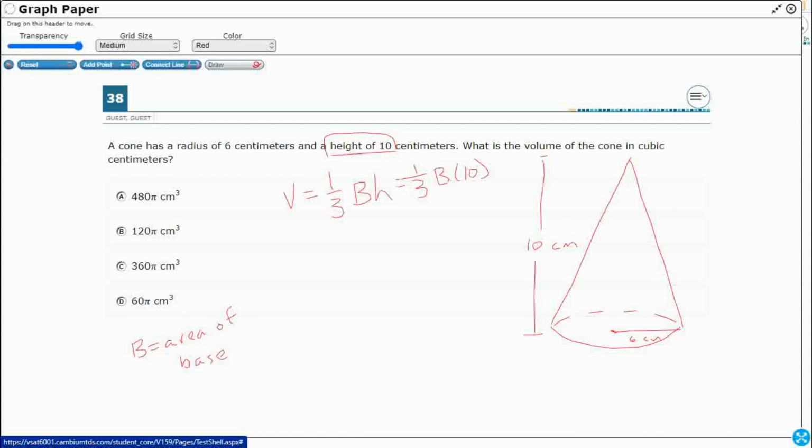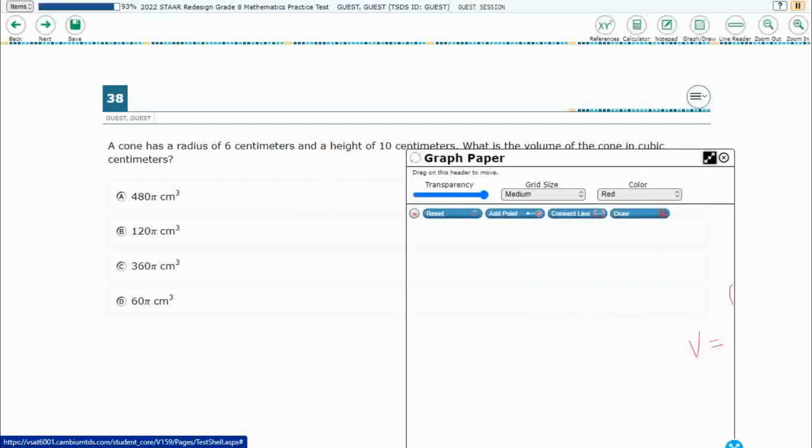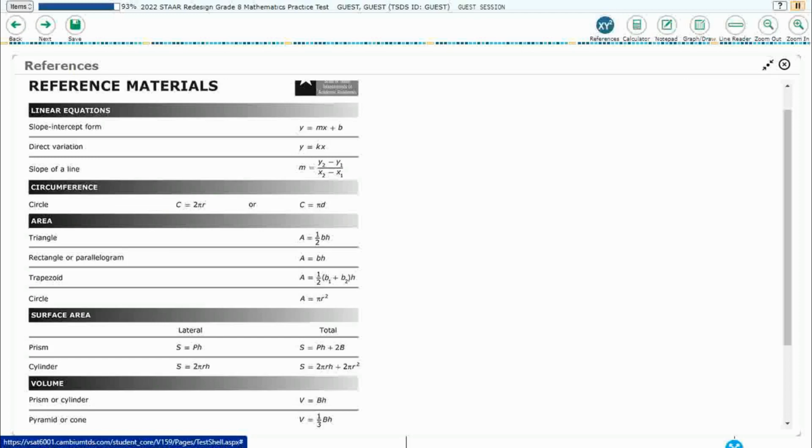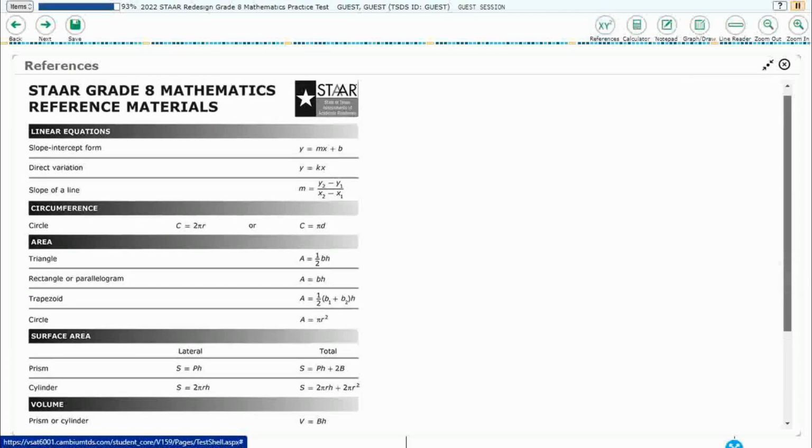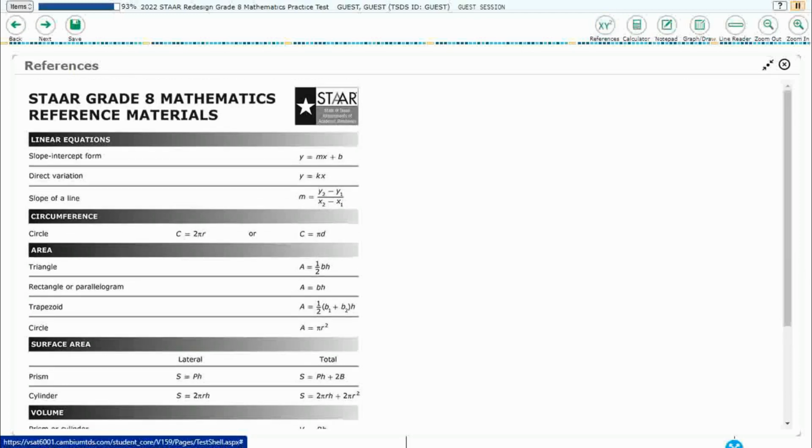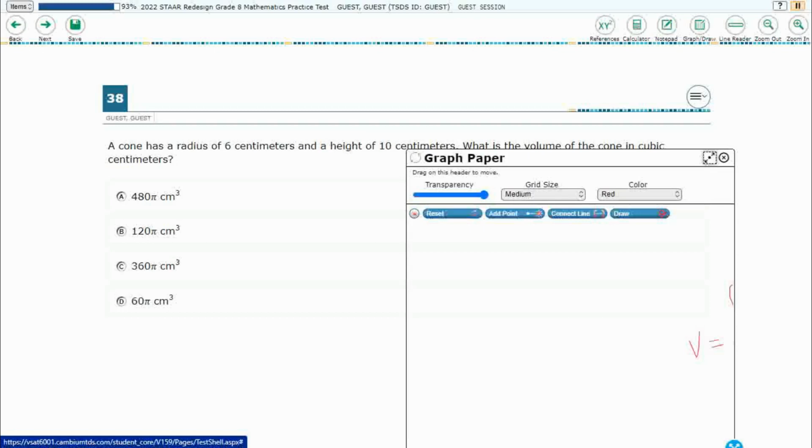All right, so what is my base? Well, my base is a circle, and that's why they can use this exact same formula with a pyramid, because sometimes pyramids have triangular bases, some have square bases. So now the area of that circle is going to be my base. If I get stuck on that, I can pull out my reference chart. You see the area of a circle, and at the bottom of that area section is A equals pi r squared.